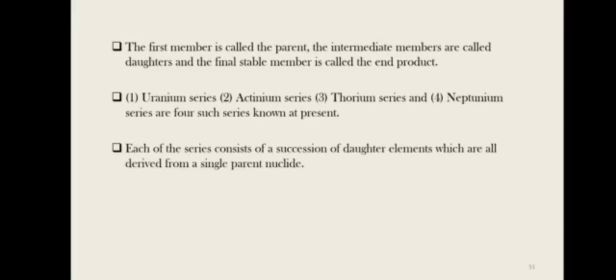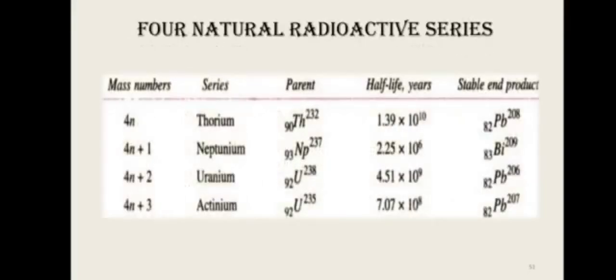Each of these series consists of a succession of daughter nuclei or daughter elements which are all derived from a single parent nuclide. Here we can see the mass number, the series, the parent, the half-life, and the stable end product. The thorium series, or the 4n series, begins with thorium 232, 90, and it has a half-life of 1.39 times 10 to the power 10 years, and its stable end product is lead.